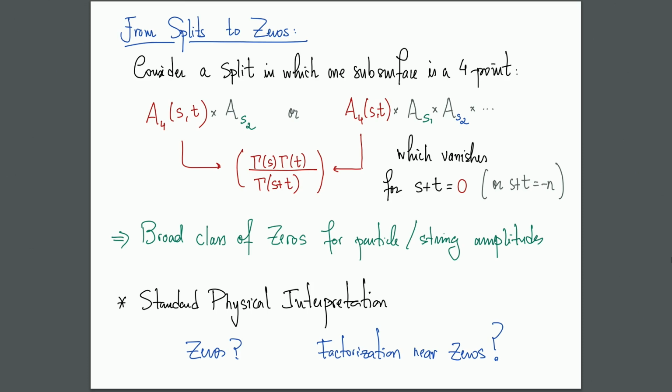Together with these split properties, they are both made very manifest and explained by the surface integral formulation and properties of u variables, but for these zeros a standard physical interpretation, maybe in terms of a Lagrangian or some symmetries, is still lacking. It would be very interesting if we could understand this.